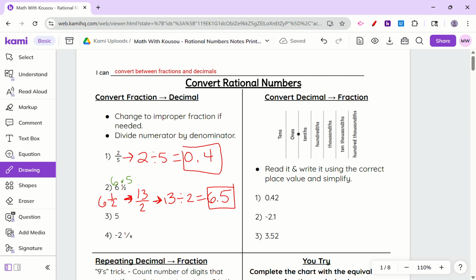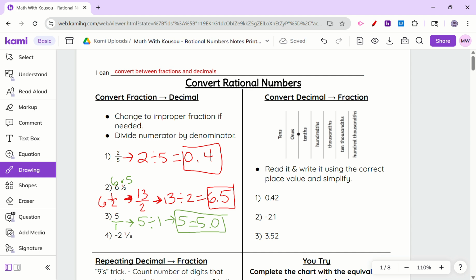All right, for number 3, we have 5. Well, 5 is a whole number. Any whole number can be turned into a fraction by just putting it over 1. And then when you divide 5 divided by 1, you just get 5. You could also just say 5.0. These are the same, right? So 5 or 5.0. And then number 4, we have -2 and 1/8.